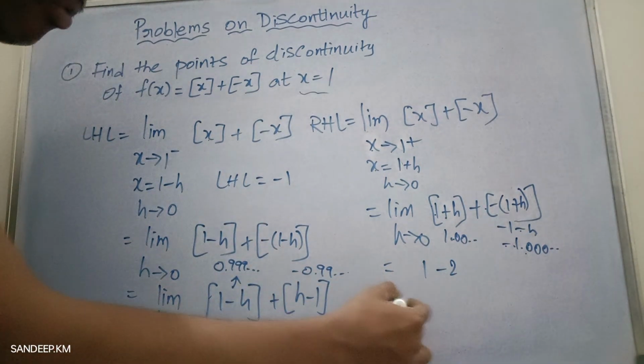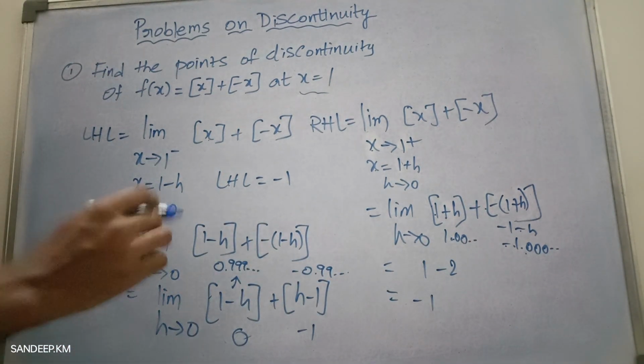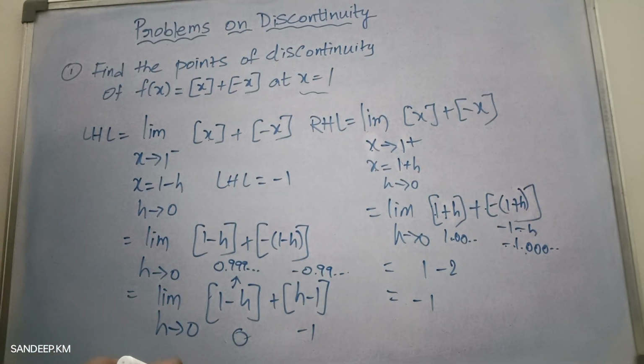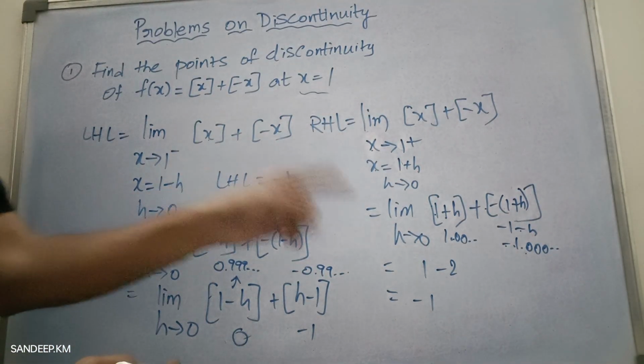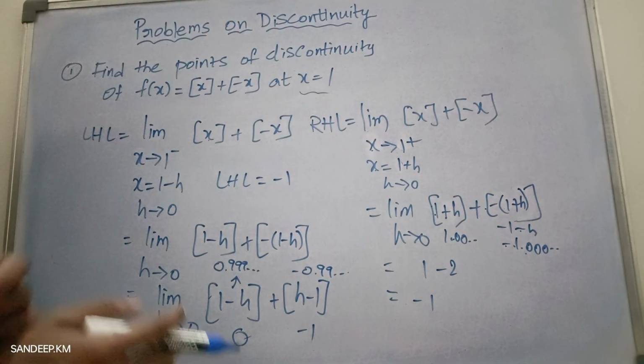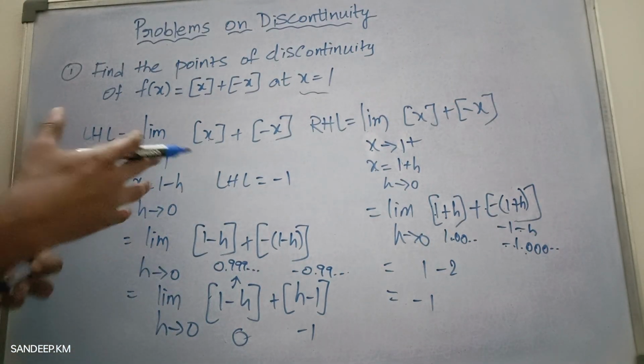These are our basics. So 1 minus 2 is minus 1. Even RHL is also equal to minus 1. The left hand limit is minus 1, the right hand limit is also minus 1. That does not mean that we will conclude that the function is continuous.